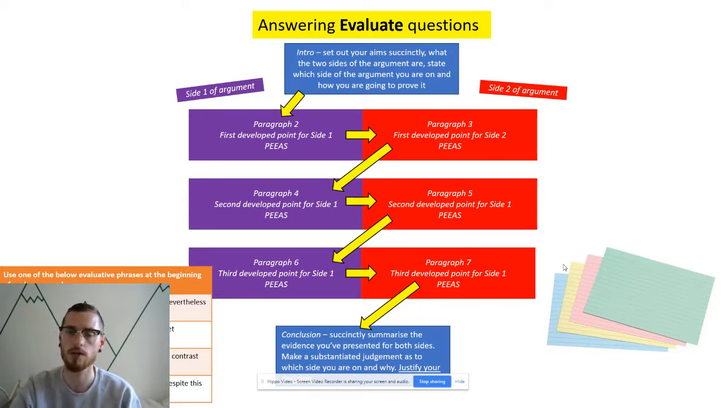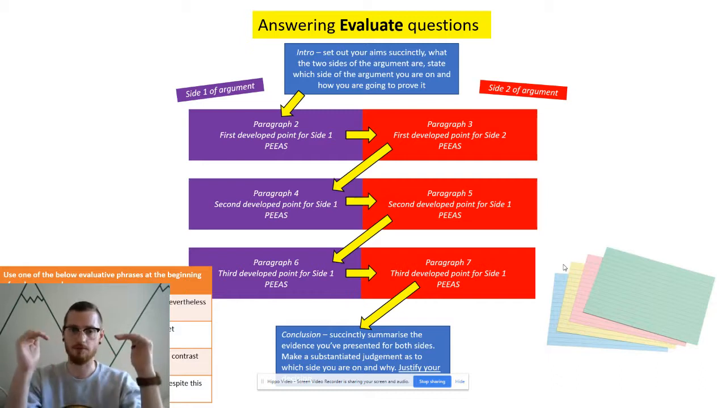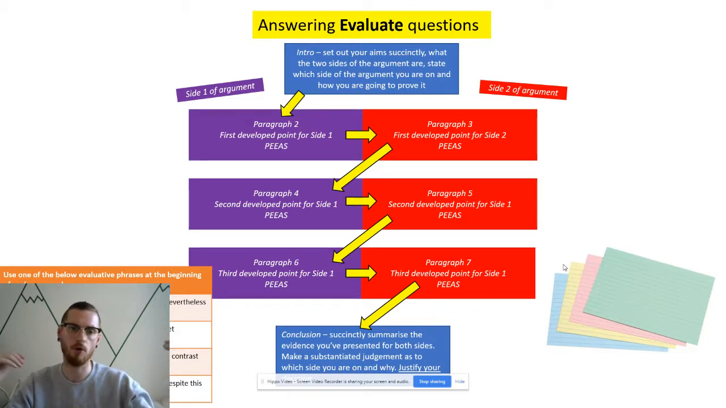Plan out on a cue card what your 2 arguments would be, and then just have your 3 points for one side, your 3 points for the other side, thin case study knowledge, different case studies throughout, a point or 2 for each of these developed points. And then revise them, okay? Because then if they come up, you've already got structures.